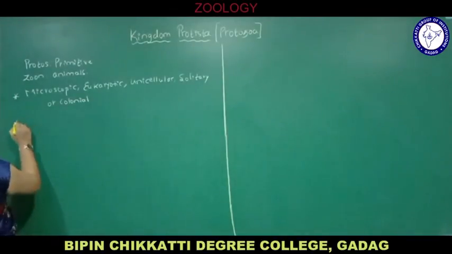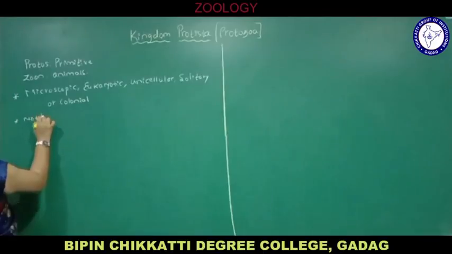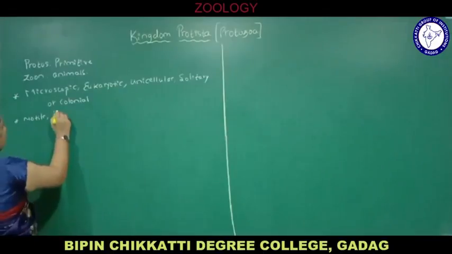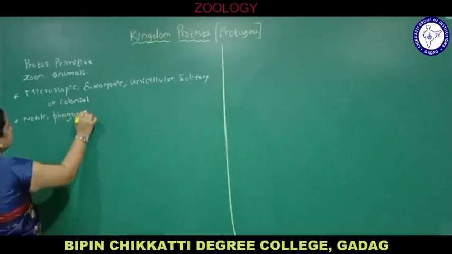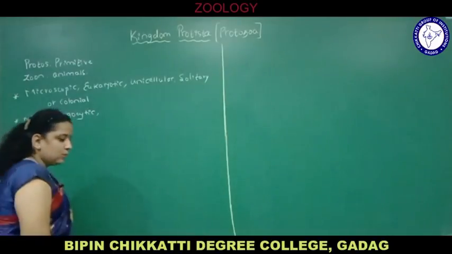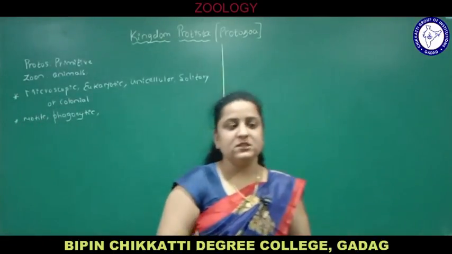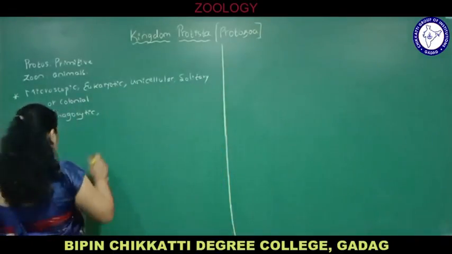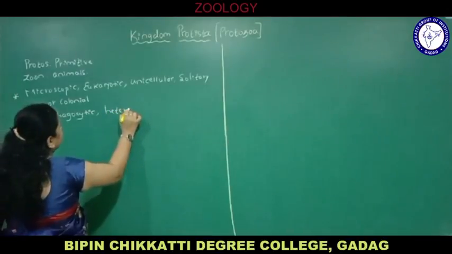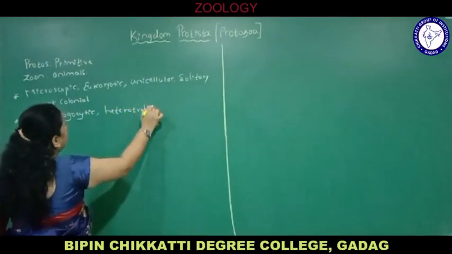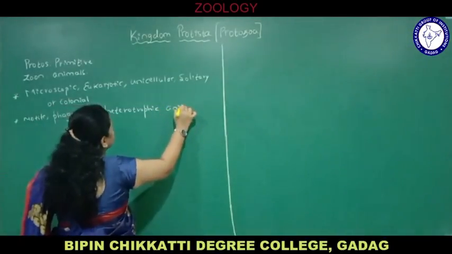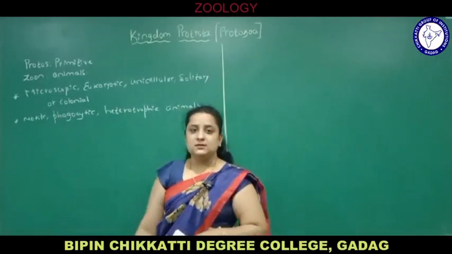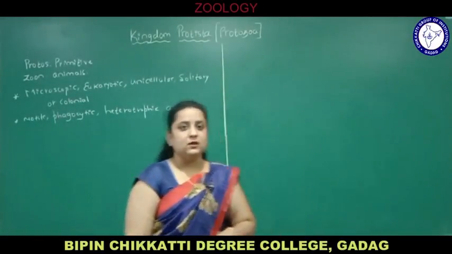Next, they are commonly motile. What do you mean by motile? Motile means they have locomotion or movement, and they are phagocytic in nature. This is a very important term. Phagocytic means they engulf the food particle which is present in their surrounding, they engulf that and digest it. That is called phagocytic. And they are heterotrophic animals. As you know, all animals are heterotrophic in nature. Heterotrophic means they depend on others to obtain their food, which is called the heterotrophic mode of nutrition.